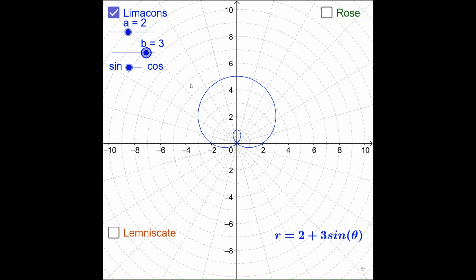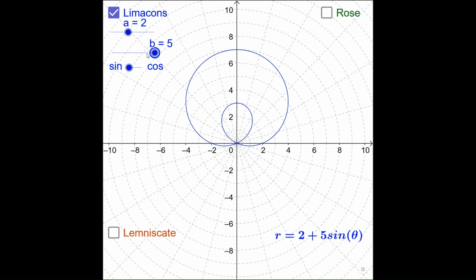So right now we have r equals 2 plus 3 sine theta. What would happen if I changed the 3 to a 4? If I have r equals 2 plus 4 sine theta, notice the graph is the same. It's gotten a little bigger, but the inner loop is still there. The inner loop's a little bigger. And if I had r equals 2 plus 5 sine of theta, same thing. It's another inner loop. Everything's just a little bigger.